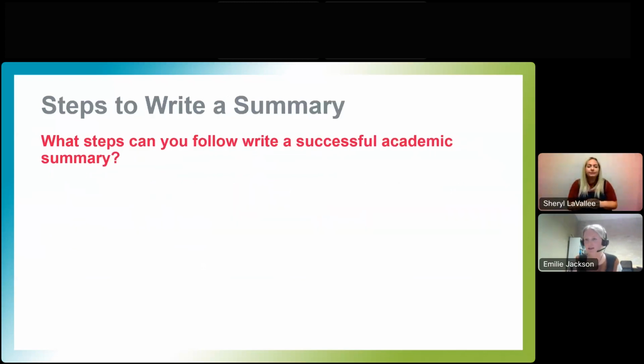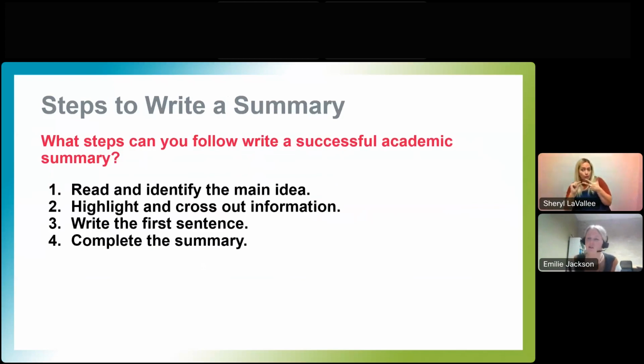So let's look at an example. We'll go through some steps that you can use to write a summary. And as we go, we'll build an example of a short summary, short, objective, and in our own words. So the first step, always make sure that you read whatever you're supposed to be summarizing.